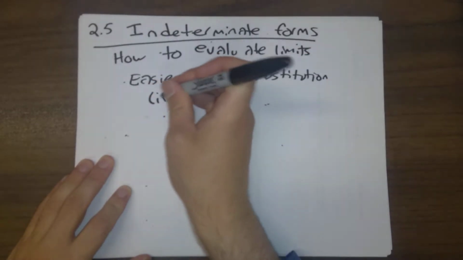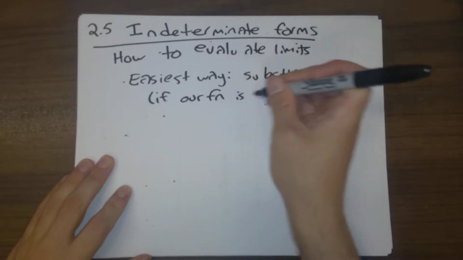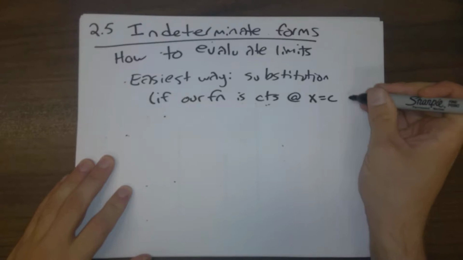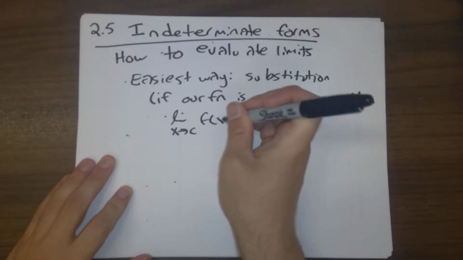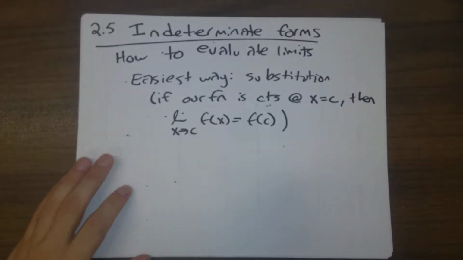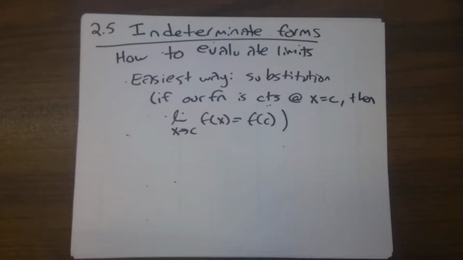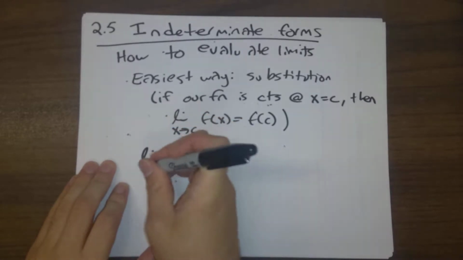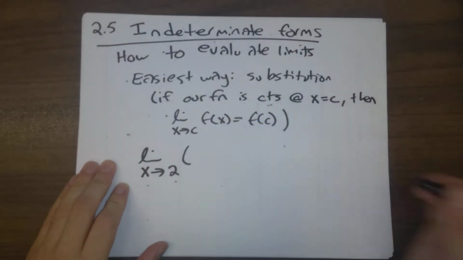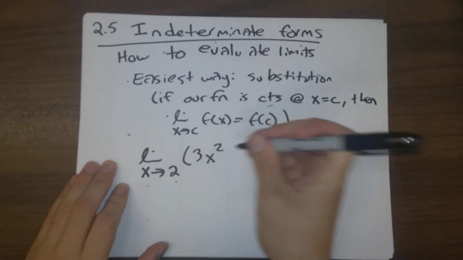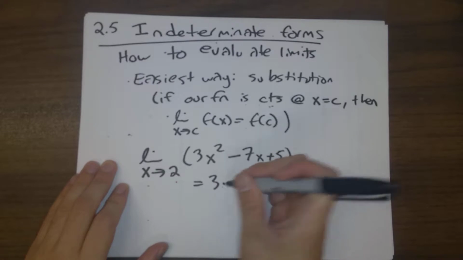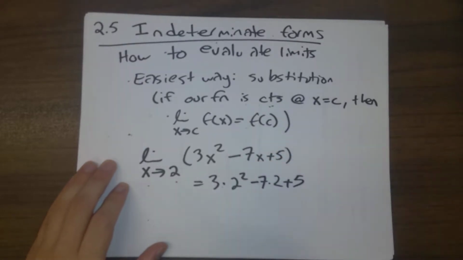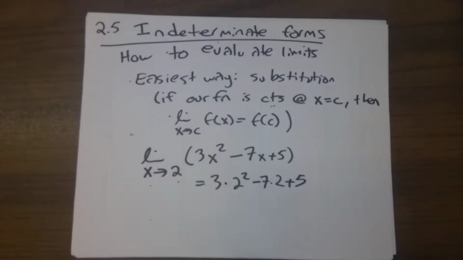And so that says that basically if our function is continuous at x equals c, then we can very easily evaluate the limit as x goes to c, since f of x is equal to f of c. So all we have to do is essentially plug in our value of c, and that gives us our answer. So it's not too difficult for us to say something like, I'm just going to make something up on the spot here: the limit as x goes to 2 of 3x squared minus 7x plus 5. Well, this is a continuous function, so the answer is just 3 times 2 squared minus 7 times 2 plus 5, whatever that simplifies out to be. So this is the easiest way to do things.